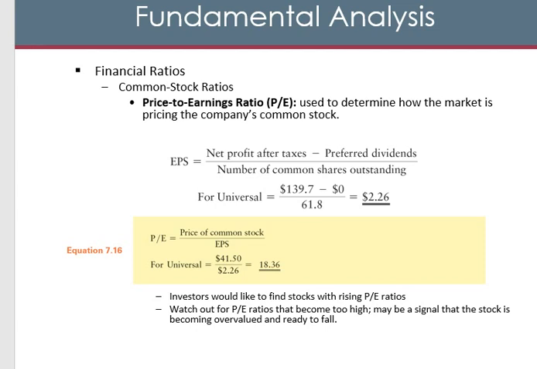Other things being equal, you would like to find stocks with a rising PE ratio, because higher PE multiples usually translate into higher future stock prices and better returns to the stockholders. As you can see, Universal's PE ratio here is 18.36, which you'd want to compare to prior years, its competitors, and most importantly, to its industry.